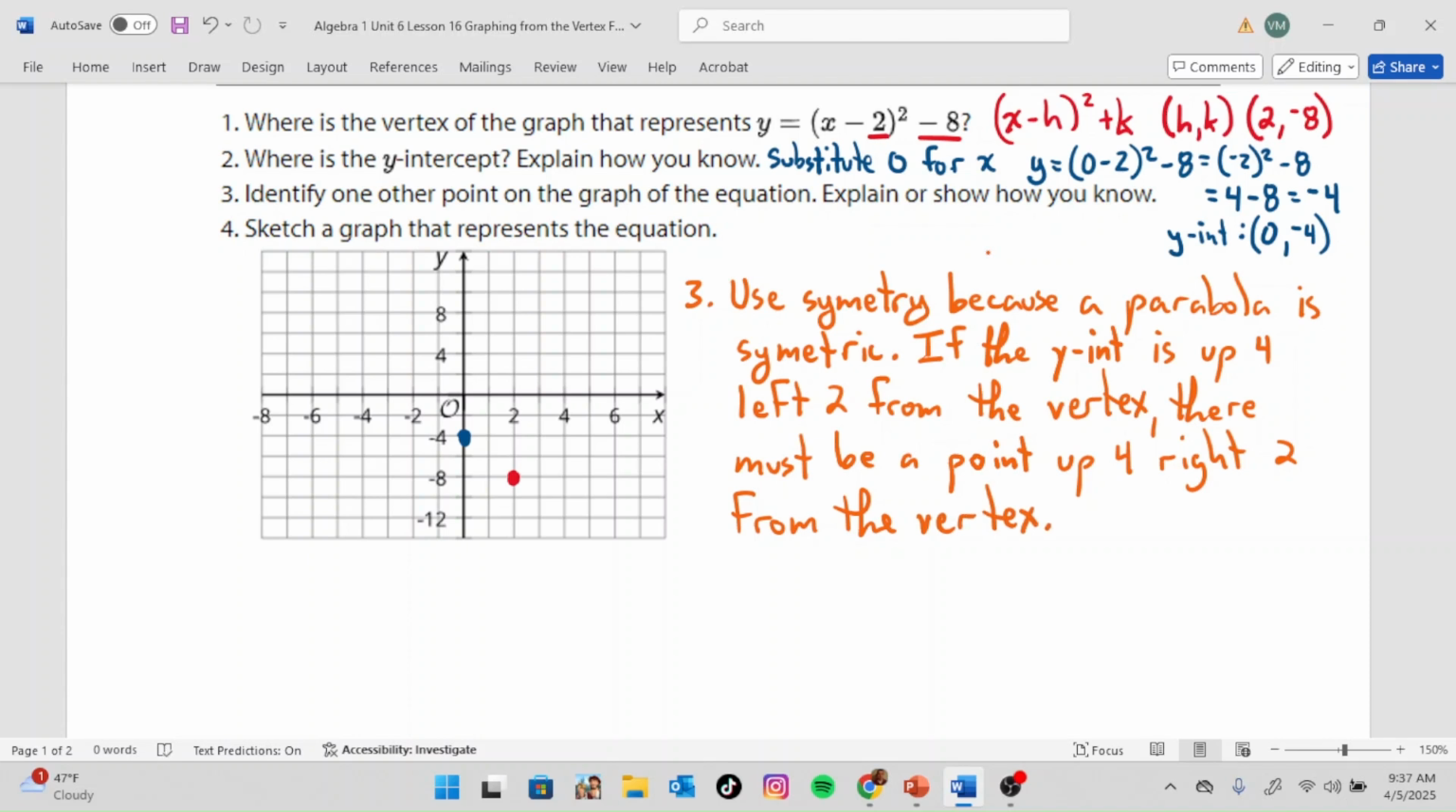So if we look at our graph, my red point down here at 2, -8 is my vertex. This time, instead of going up 4, left 2, I'm going to go up 4, right 2. And I can plot this other point. And that point is going to be at 4, -4.